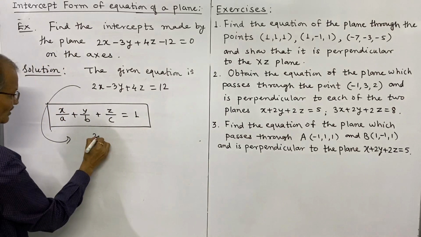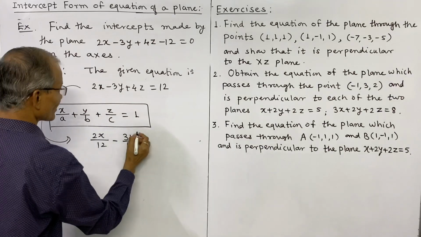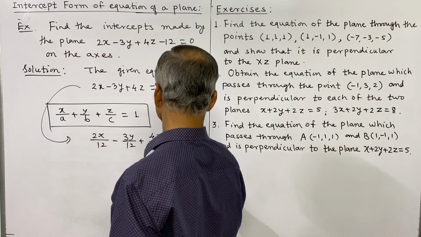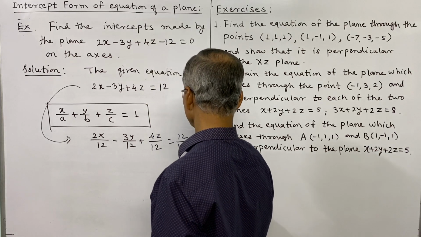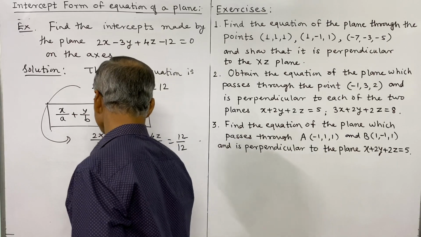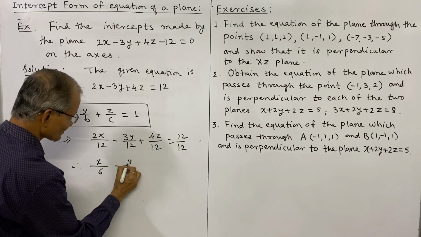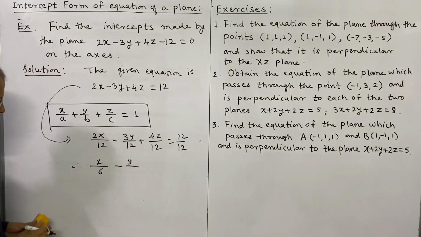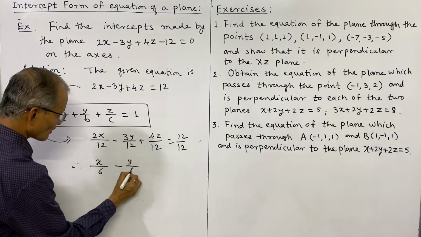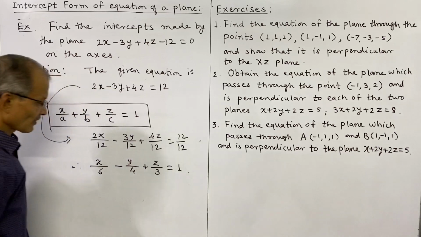So 2x divided by 12 minus 3y divided by 12 plus 4z divided by 12 is equal to 12 divided by 12, or that will be x upon 6. So this equation is x divided by 6 minus y divided by 3 divided by 12 gives 4, and this is z divided by 3 is equal to 1.